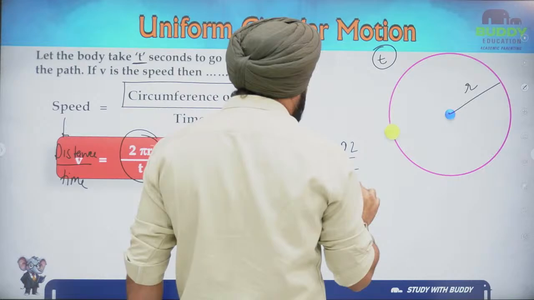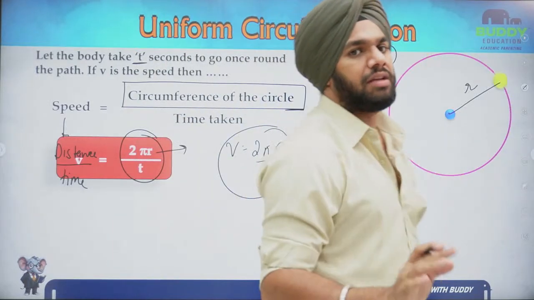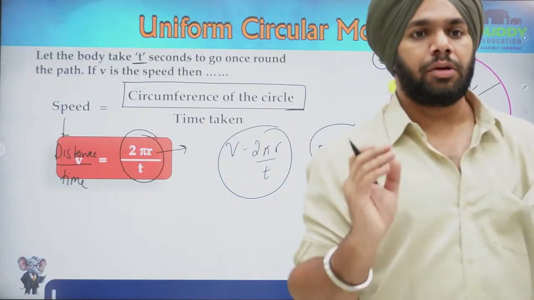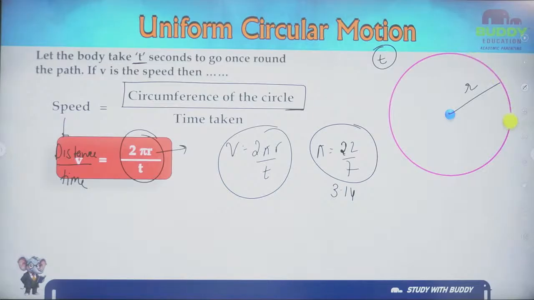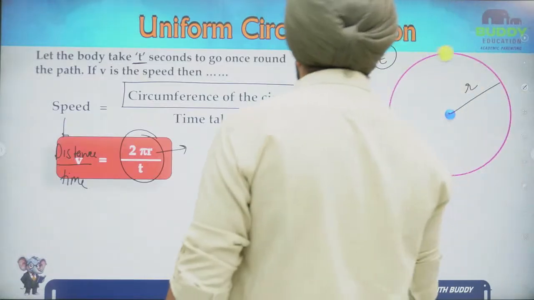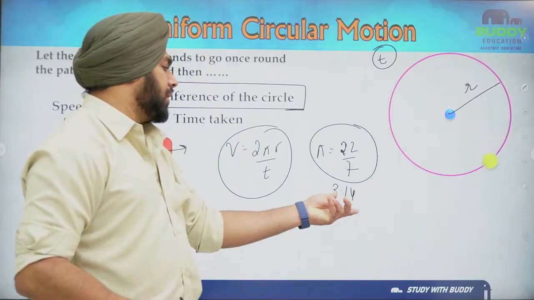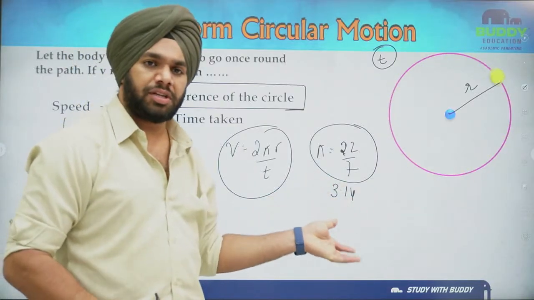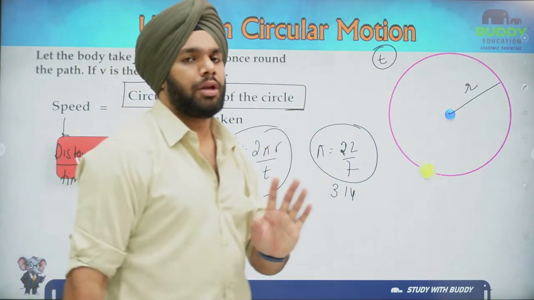So it is better to take 22 by 7 when you are not given any values. When you are not given any values, you can put the value 22 by 7 for pi. But in some numericals, to make the solution of the question easy, they ask you to take the value 3.14.